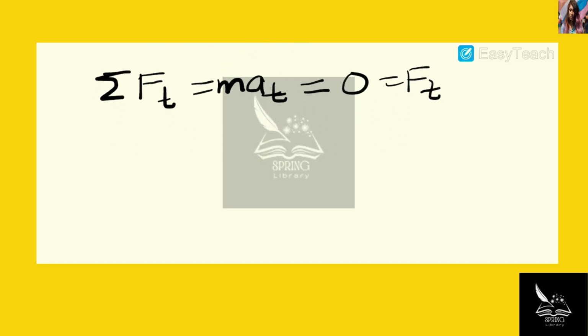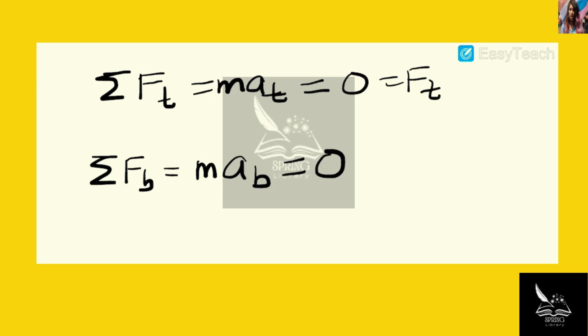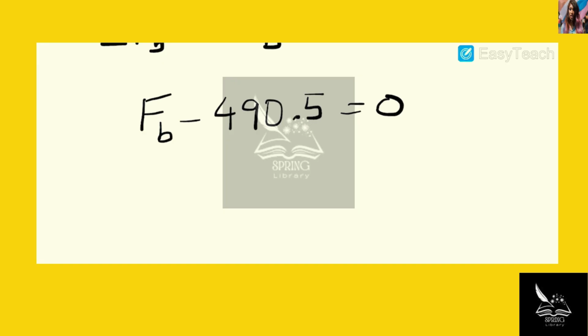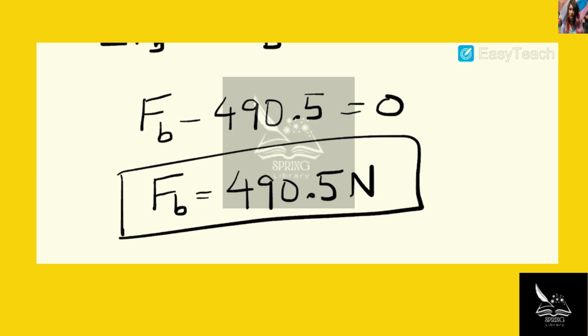Next, we can solve for our vertical force, F_b. We can say that the net force in b is equal to m a_b. We know that this is equal to 0. Therefore, we can say that F_b minus 490.5 is equal to 0. And what this does is this gives us that F_b is equal to 490.5 newtons. And that's our final answer.